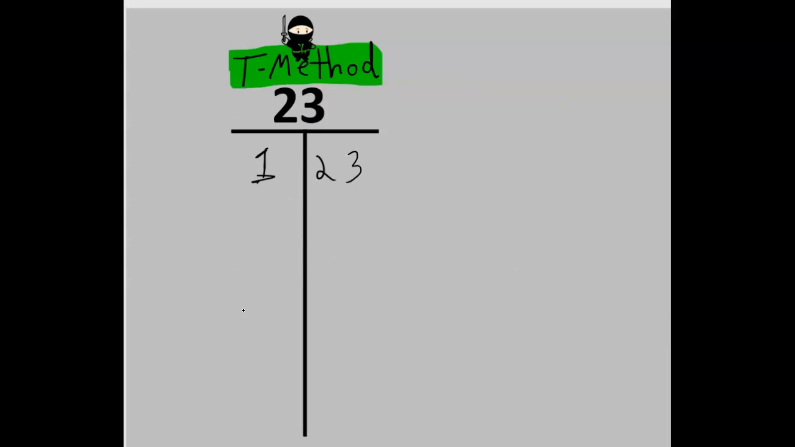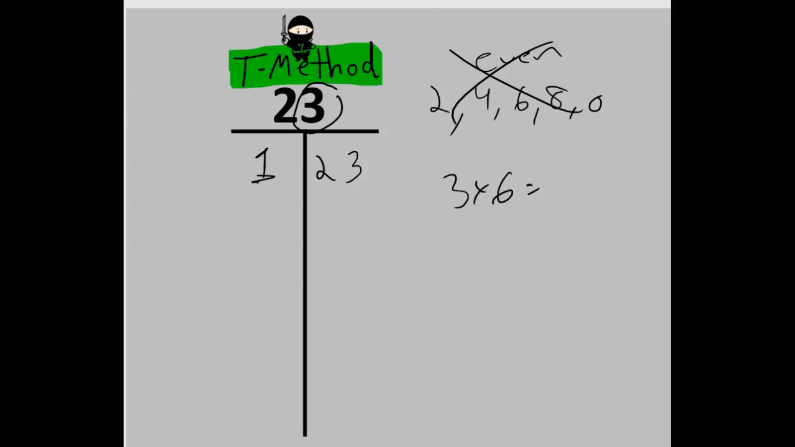2, 4, 6, 8. Well, it doesn't end in a 2, 4, 6, 8, or 0, so it's not even. So you can't use 2. See, 2 is not going to work, so we can just get rid of that. What about 3? It might be. 3 times 6 is 18. And then 3 times 7's got to be it, right? 23. Oh, wait a minute. I did a miscalculation. I wanted it to be 23 so bad, but it's really 21.